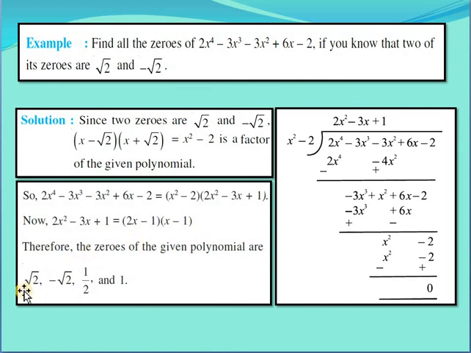So you are getting 4 zeros. Root 2 and minus root 2 are already given in the question, and half and 1 are the new zeros. Why half? 2x is 1, so x is half. And here x is equal to 1. So 4 zeros are there. These two are given and these are the new ones. So what you need to do actually: find a factor, divide it, get the quotient and factorize the quotient.